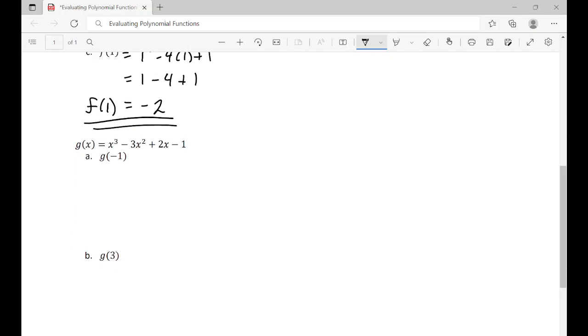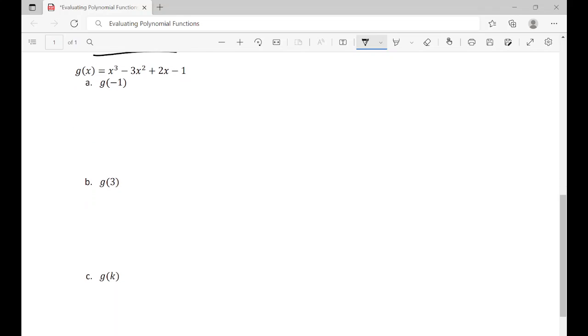Now what happens if we have a bigger function? Instead of a quadratic, we have a cubic function. So we have g of x this time, and it's equal to x cubed minus 3x squared plus 2x minus 1. There is no difference in the steps. We're going to do the exact same thing. Again, it's g of x, and x has been replaced with negative 1, so that means we're going to replace all the x's with negative 1.